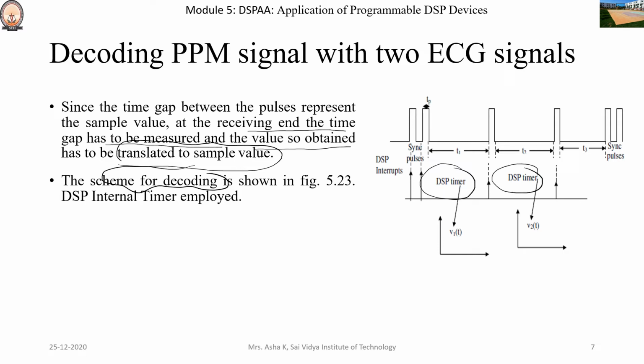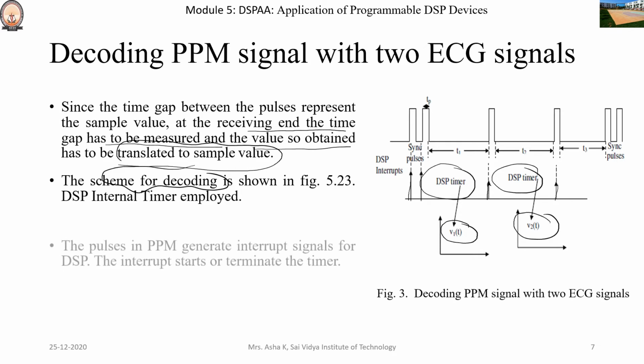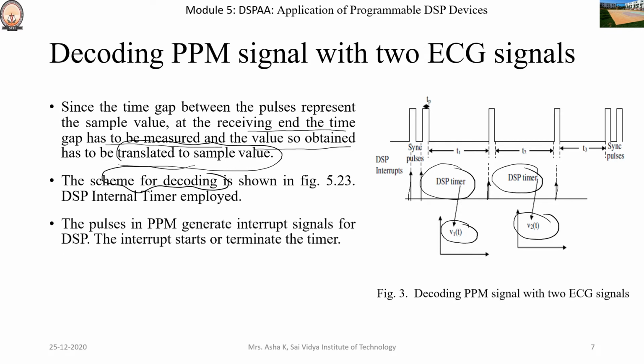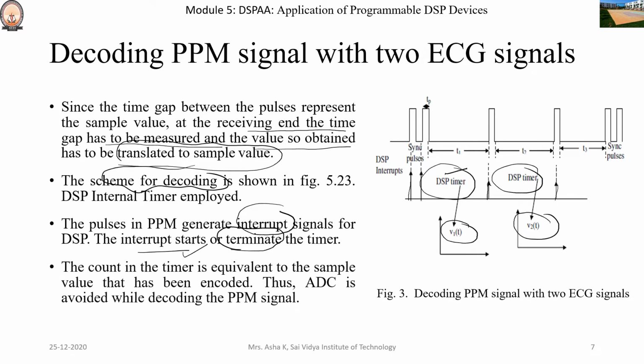This indicates the pulse at the beginning, and this is the beginning of one voltage and the beginning of another voltage. Here we have the voltages V1 and V2, which are converted with the help of the DSP timers and interrupts. The pulses in the PPM generate the interrupt signal for the DSP. The interrupt starts or terminates the timer. In this case, the count in the timer is equivalent to the sample value that has been encoded.